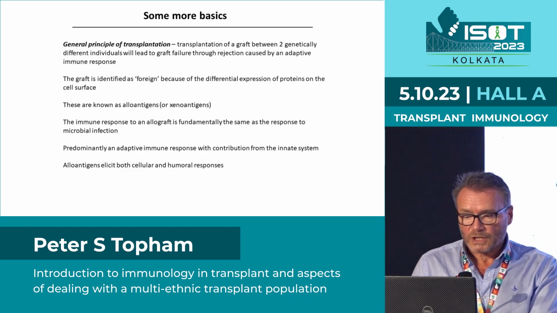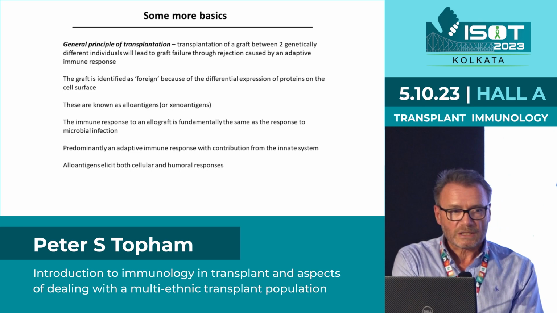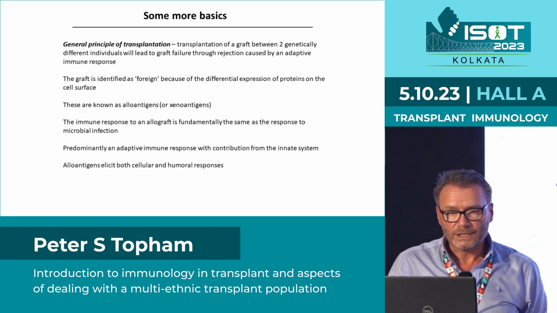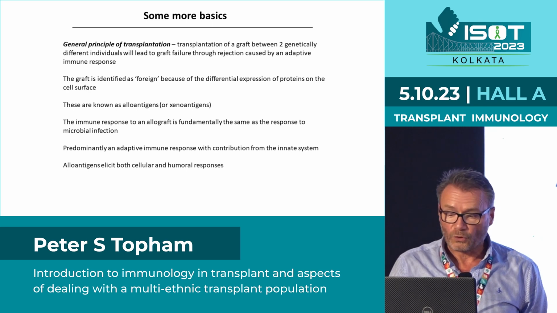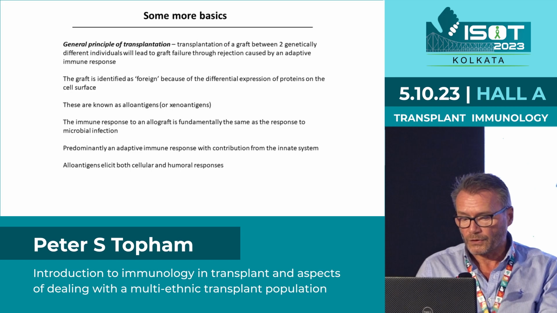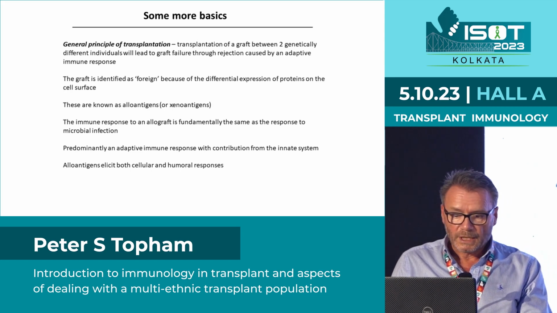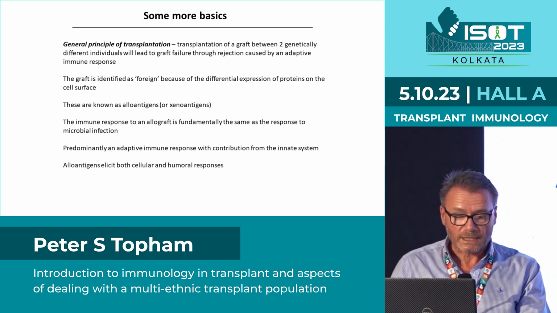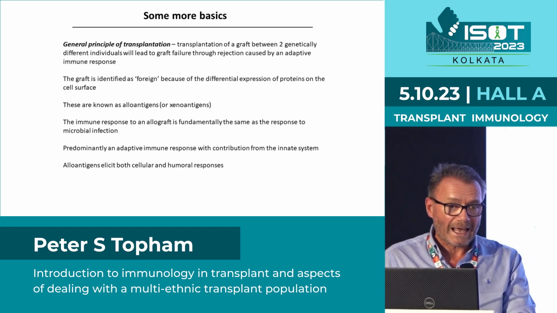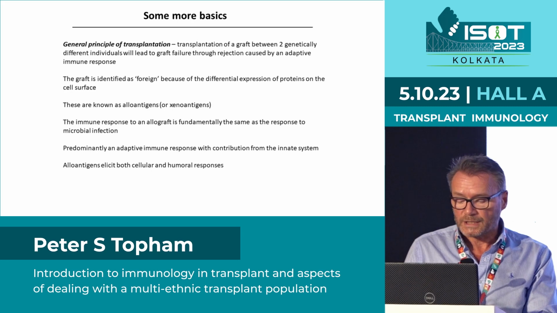So the general principle of transplantation is that transplantation of a graft between two genetically different individuals will lead to graft failure through a process called rejection, which is related to an adaptive immune response. And the graft is identified as foreign because of the differential expression of proteins on the cell surface. And in the normal transplant situation, we refer to those as alloantigens, or if it's cross-species, as xenoantigens.